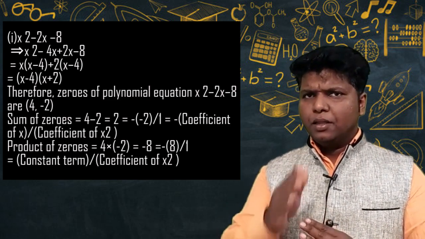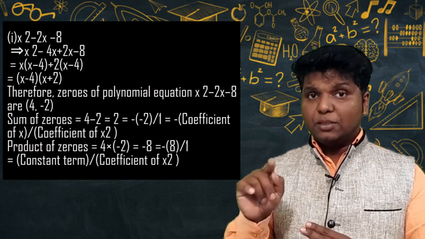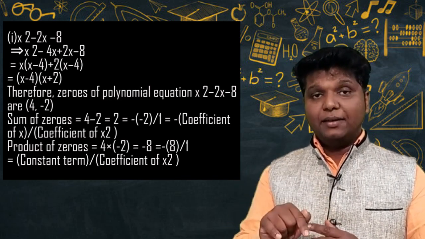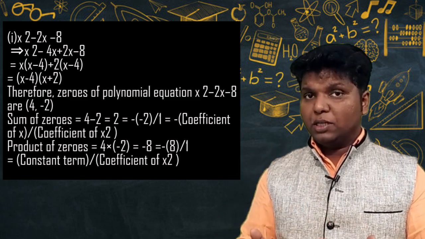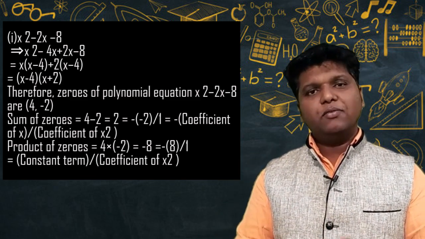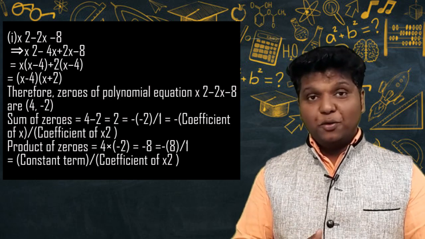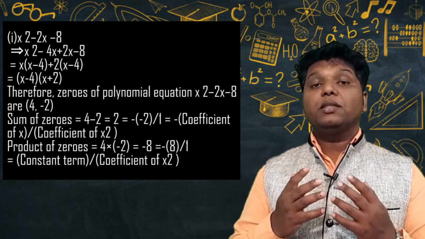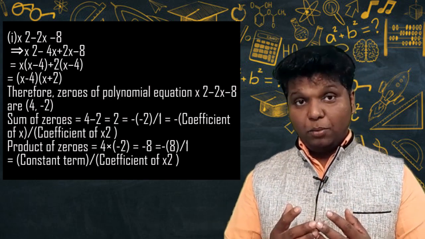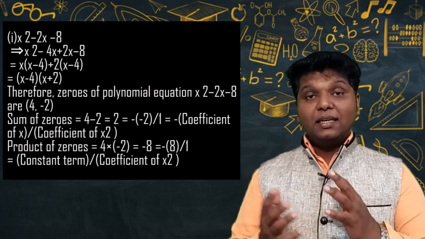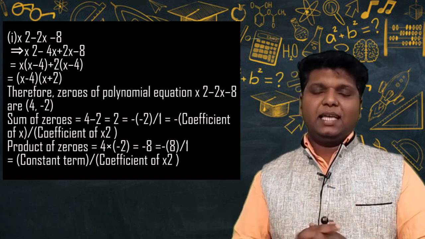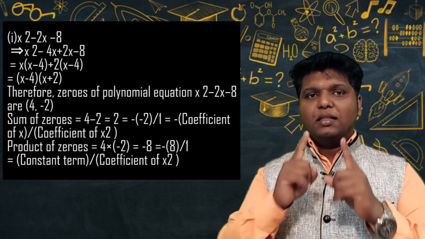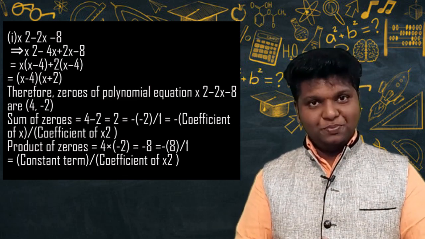What is c here? Look out. You can see it is minus 8. What is a here? It is 1 itself. So minus 8 by 1, how much will it be? Minus 8 itself. Yeah, that's also verified. That means you not only found the zeros of the given polynomial, you found that the relationship between the zeros and the coefficients are also exactly the same. That means you have found the correct zeros, meaning your answer is true.